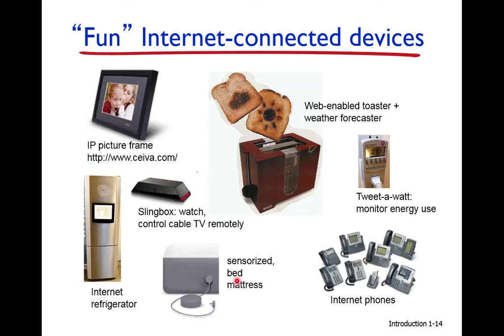This is a sensorized mattress. It can be considered an end system. This is an internet connected refrigerator. This is a smart watch. It can be considered an internet end system that is connected to the internet. So there are many more examples of end systems which can be connected to the internet, where the user wants to communicate through the internet.